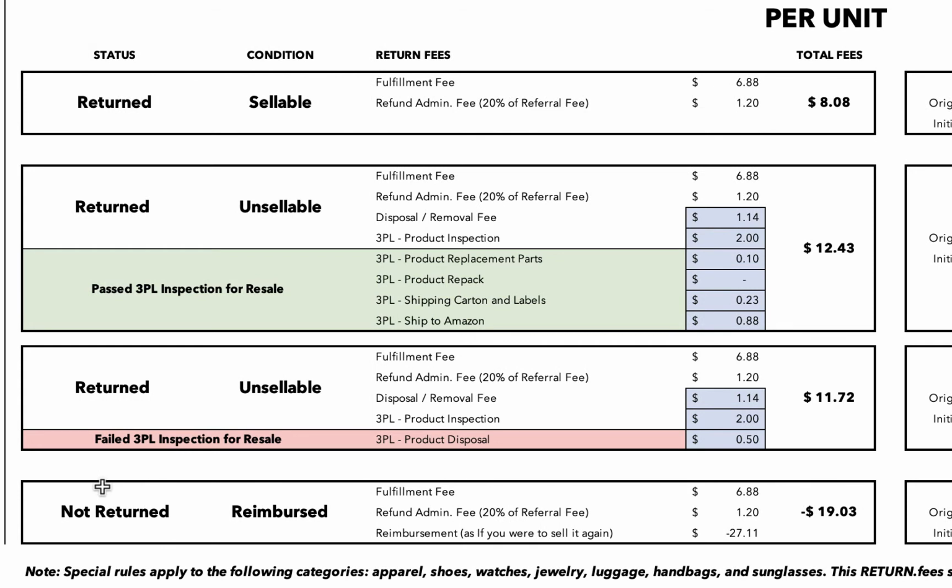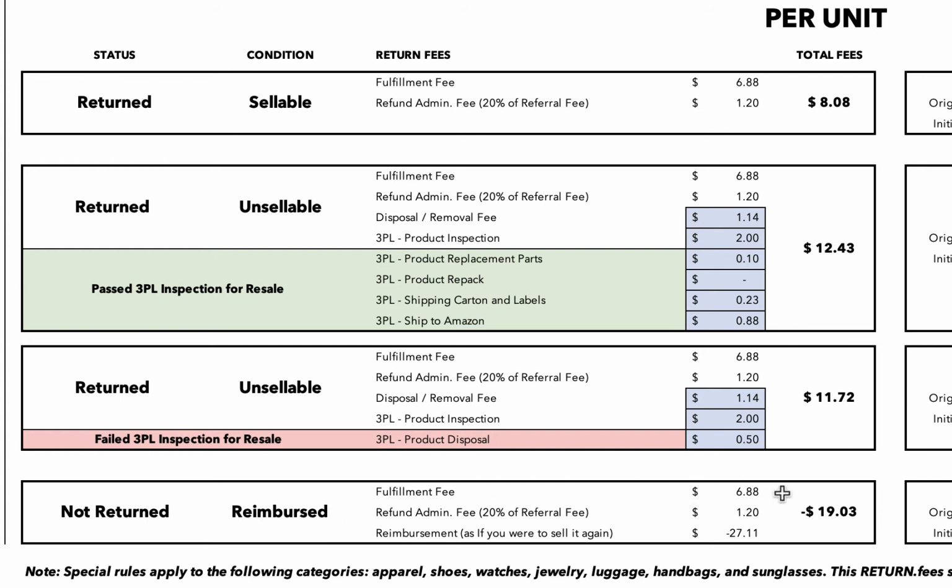So let's have a look at the fourth scenario. This is when the customer said that they were going to return the unit, and they're actually given a window of time during which they can, but they don't. They don't take the time to go to the post office and actually send it back to Amazon. So once their return window has closed and Amazon determined they have not returned the unit, Amazon will reimburse you for this unit. So what happens? The customer said they were going to return it, but they keep it anyway.